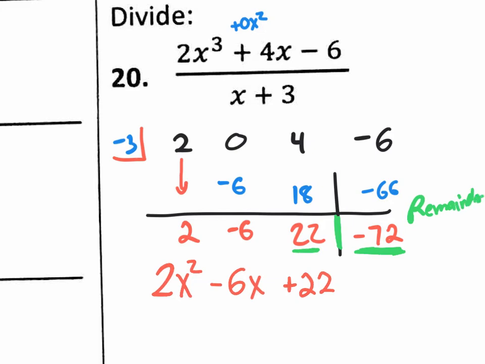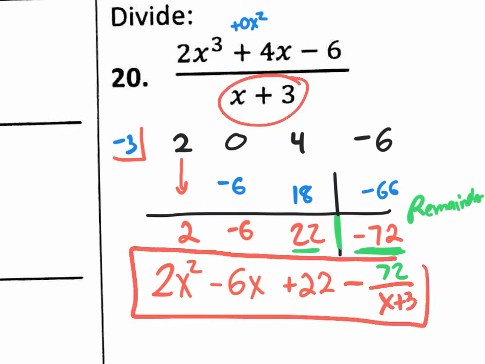So how do we do a remainder? You simply add or subtract it, but you put it over the original divisor. So this is a -72. I'm going to put a minus, and I want to put that 72 on top of the original binomial that we're dividing by, which is x plus 3. So there's my final full correct answer. Everybody's on their way to an A+. Let's move on to the next one.